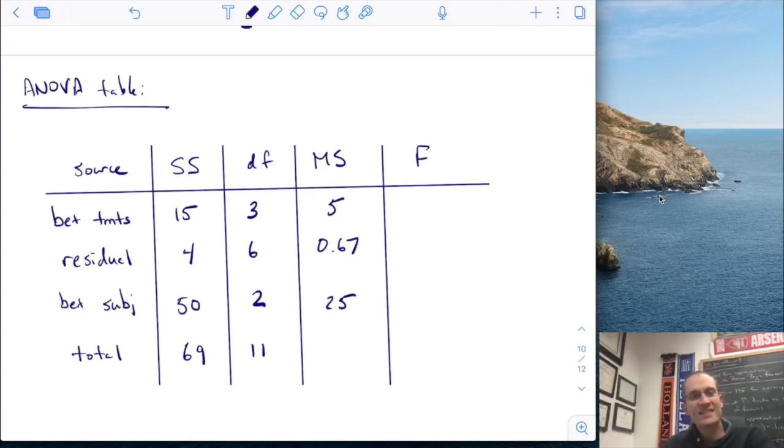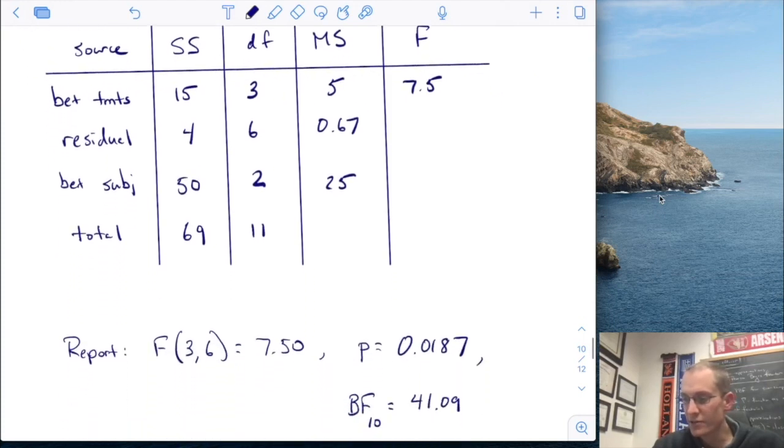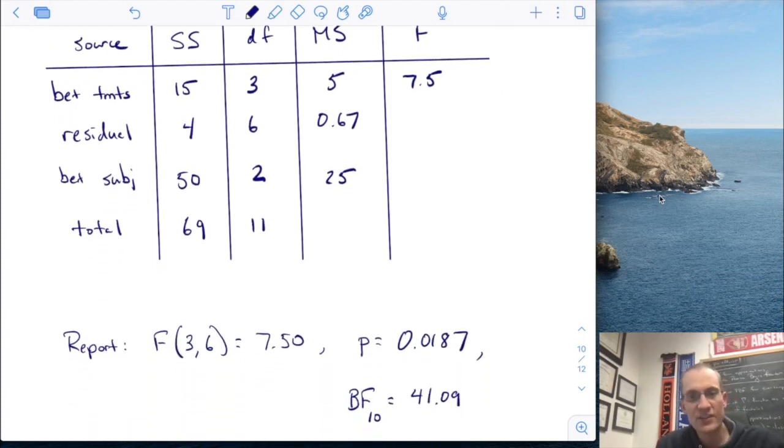So basically what this is saying is a lot of the variation that we were seeing in that data is due to the subjects, not the treatments themselves. But once we factor out all of that between subjects variation, we find the F ratio. Remember, the F ratio is just these 2 divided by each other: I take 5 divided by 2/3 and I get 7.5. Okay. And that's a fairly reasonable F ratio. If I plug that into my calculators, it turns out I get a p-value close to 2%. I get a pretty big Bayes factor of 41 or so for the alternative. So it looks like there is a difference, and there it is.